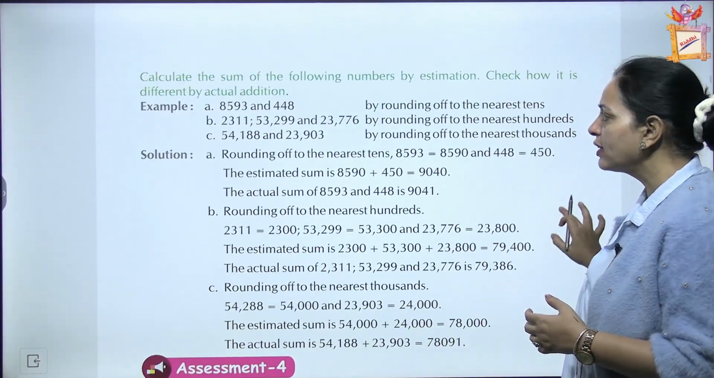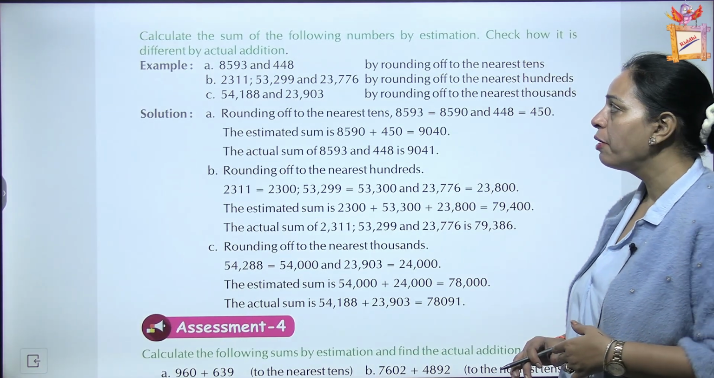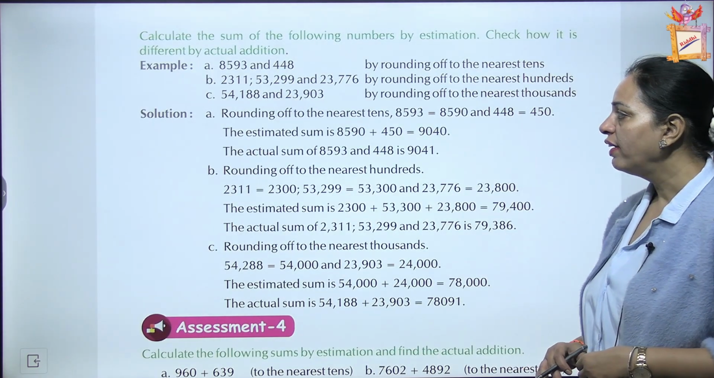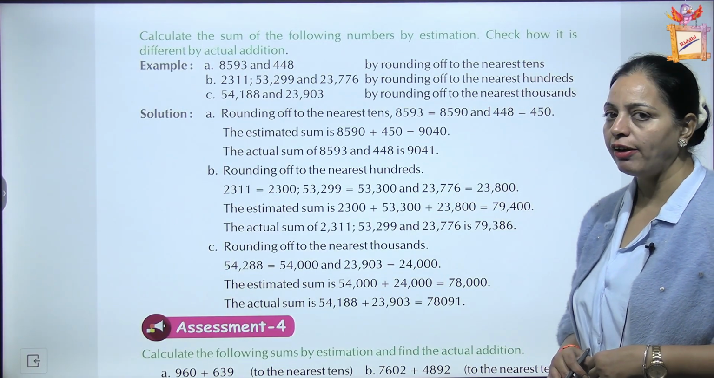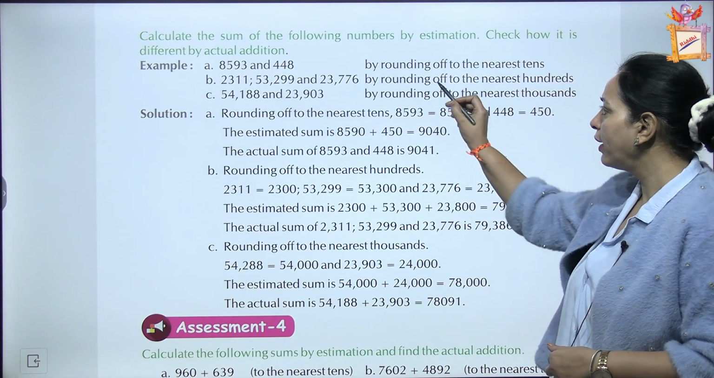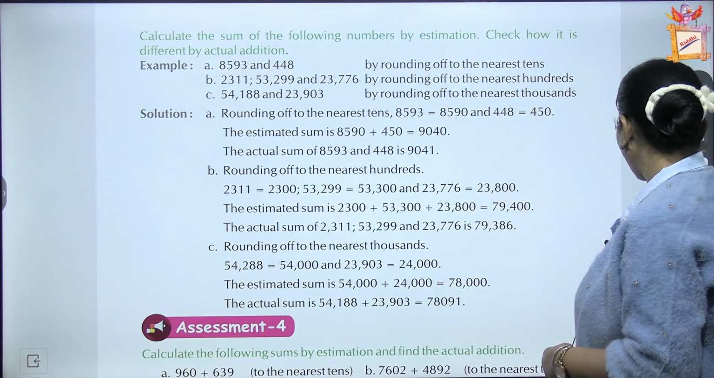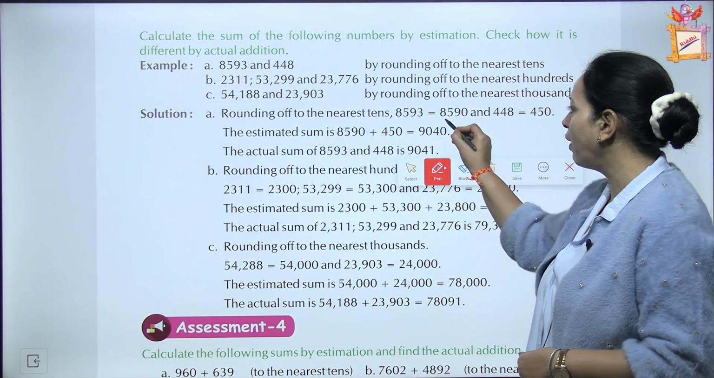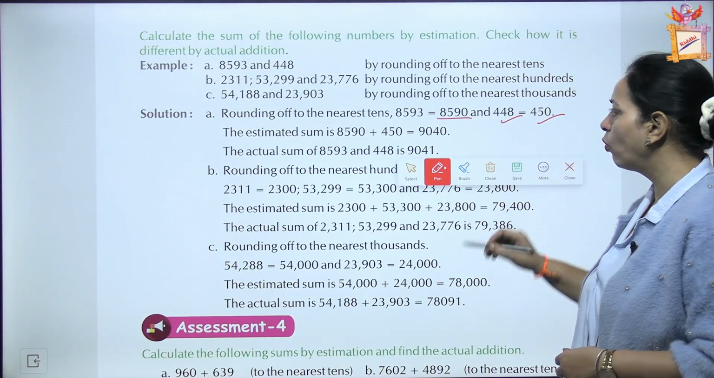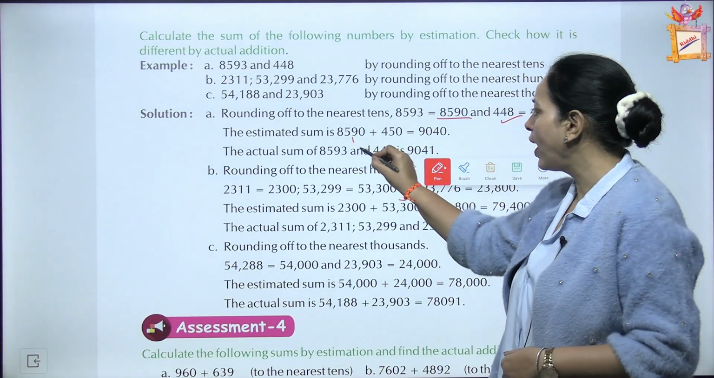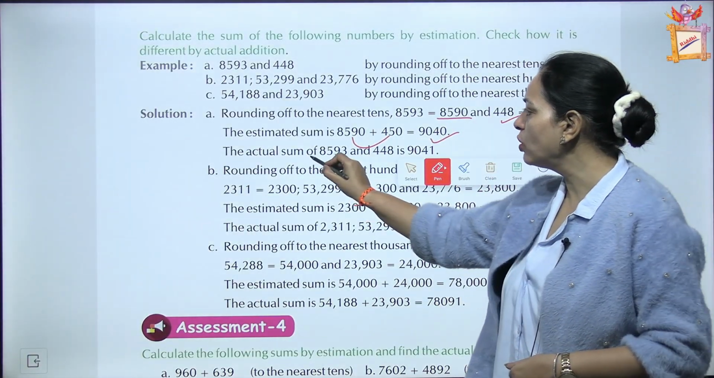Now calculate the sum of the following numbers by estimation. Check how different by actual addition. Like example A part, 8593 and 448 by rounding off to the nearest tens. So 8593 क्या बन जाएगा? 8590 and 448, 450. दोनों को ऐड कर देंगे. Estimated sum is 9040 और actual sum निकालेंगे.